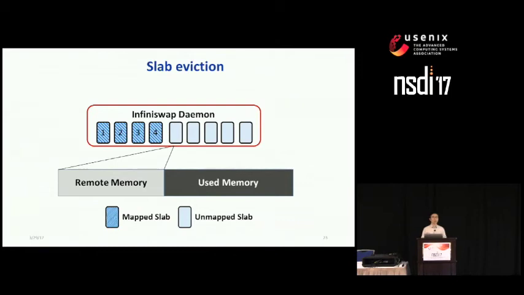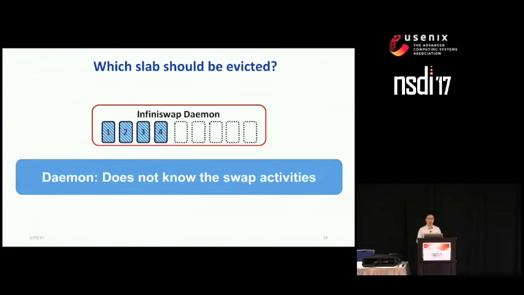Now let's look at the other side to see how memory slabs are evicted by the Infiniswap daemon. When a remote host needs more memory for its local applications, its Infiniswap daemon has to return some memory slabs back to its host machine. This eviction starts from the unmapped slabs. And sometimes the Infiniswap daemon has to evict some mapped slabs to release the memory pressure on its local host. Considering the performance degradation caused by slab eviction on the block device side, we have to select the least active slab to do the eviction.